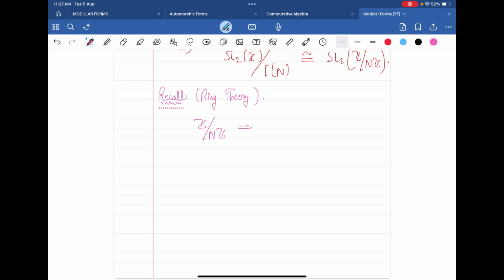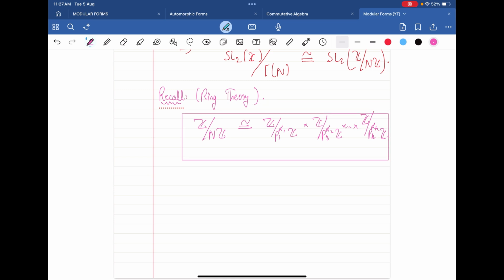And this is isomorphic to Z over p1 to the alpha 1 Z, cross Z over p2 to the alpha 2 Z, and so on, cross Z mod pk to the alpha k Z. So this part is using the Chinese remainder theorem.